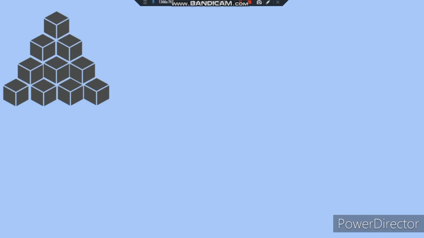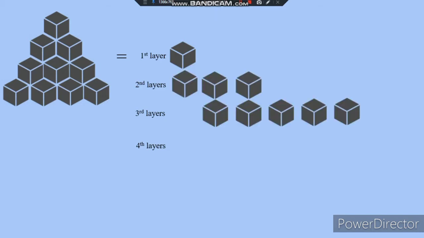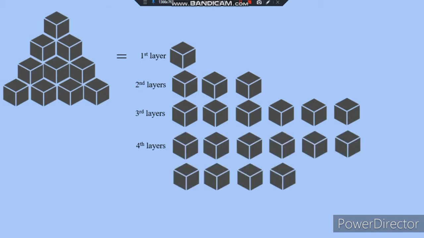So, sa fourth sequence naman, meron tayong 4 layer. Sa unang layer, meron ulit tayong 1. Sa second layer, meron tayong 3. Sa third layer, meron tayong 6. Ngayon, sa fourth layer naman, meron tayong 10 cubes. So, nung una, 3. Tapos yung sumunod, 6. And then ngayon, 10 cubes.